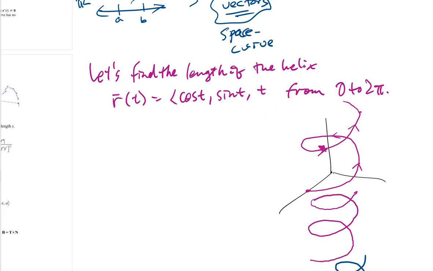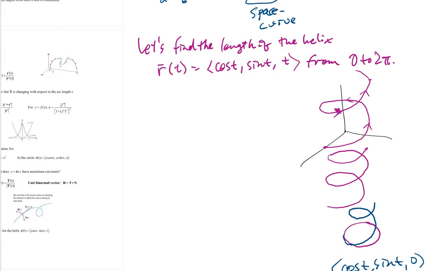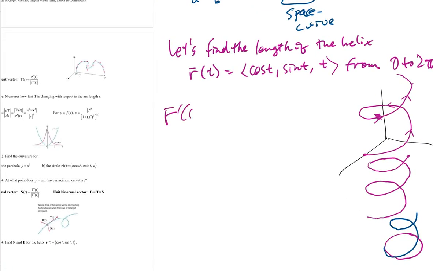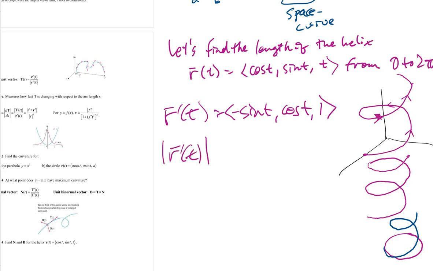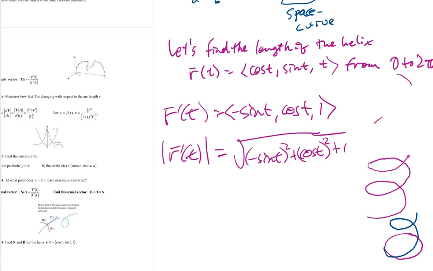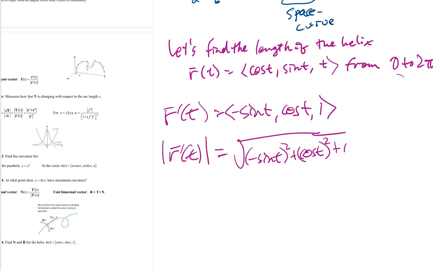All right, so let's go ahead and find the length by taking the derivative. So we have r prime of t is negative sine of t, cosine t, and then 1. Now let's find the length of this. The length of r prime of t is the square root of negative sine t quantity squared plus cosine t quantity squared plus 1. And so sine squared plus cosine squared is 1, so we get square root of 2.